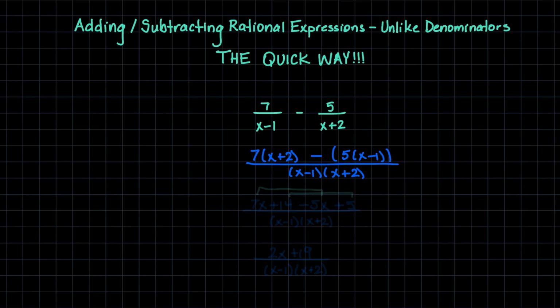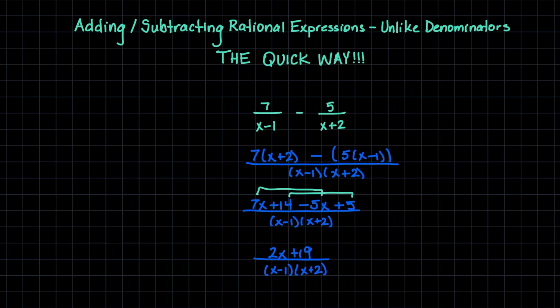Let's go ahead and simplify the numerator. 7x plus 14 minus 5x plus 5 all over, keep the denominator in factored form. 7x minus 5x is 2x. And 14 plus 5 is 19. All over x minus 1, x plus 2.